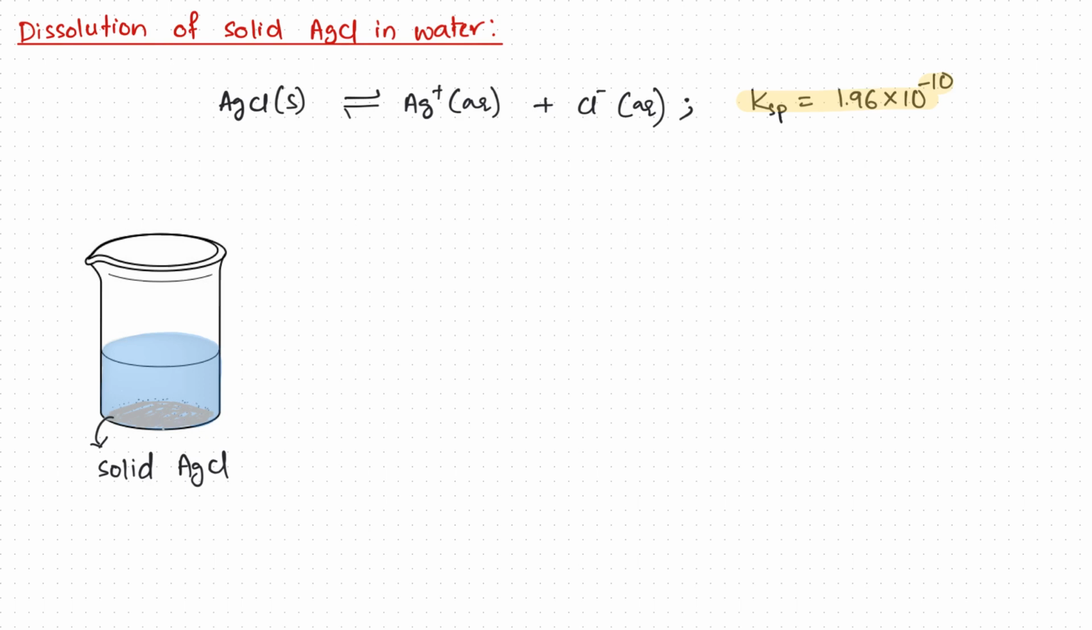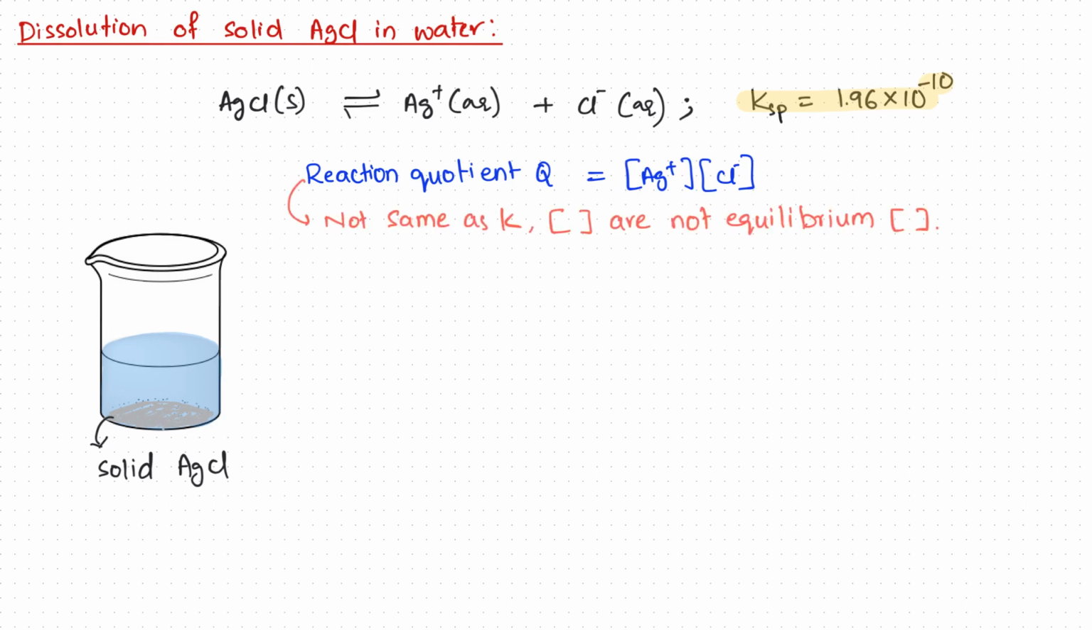In the chemical equilibrium chapter, we learned how to calculate the value of the reaction quotient Q. For this reaction, Q is equal to concentration of Ag plus times concentration of Cl minus. Now the Q is different than the equilibrium constant in that the concentrations in this equation could be any concentrations, not necessarily the concentrations at equilibrium. If we start only with the reactants, then the Q value is 0.